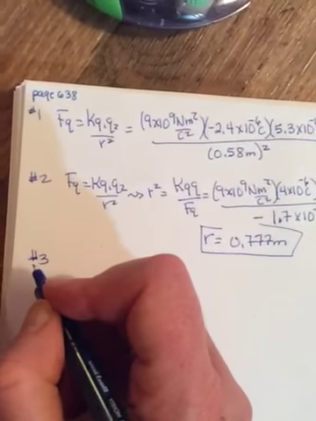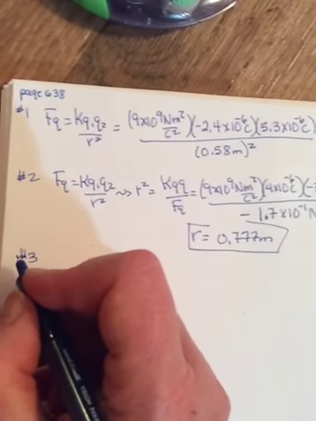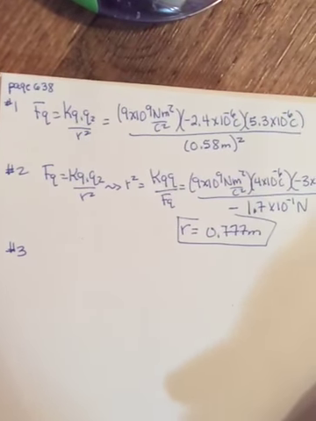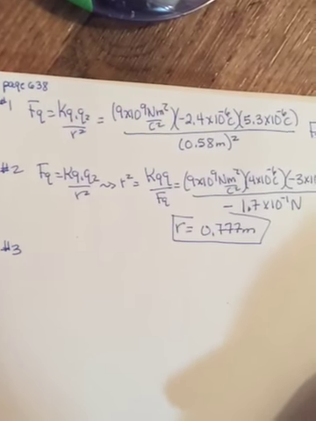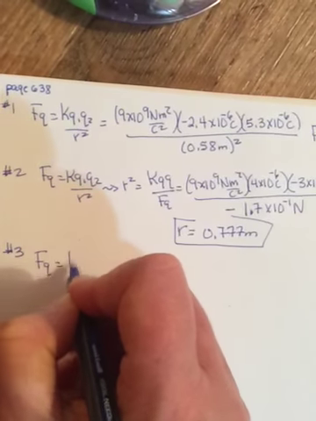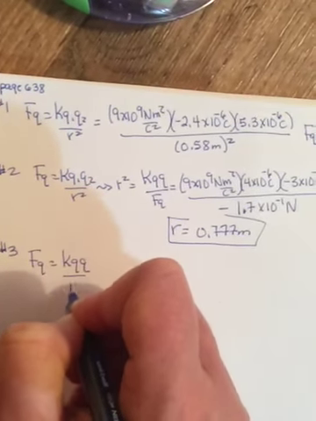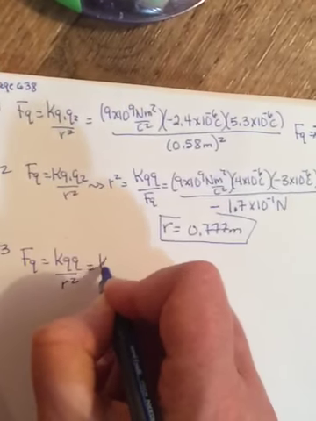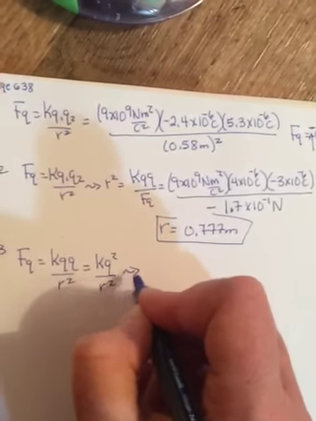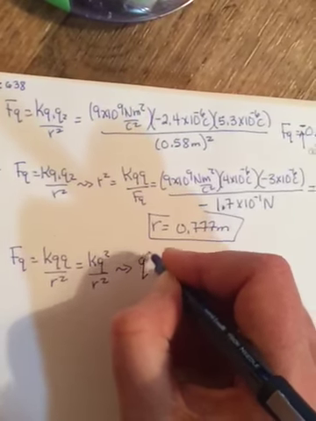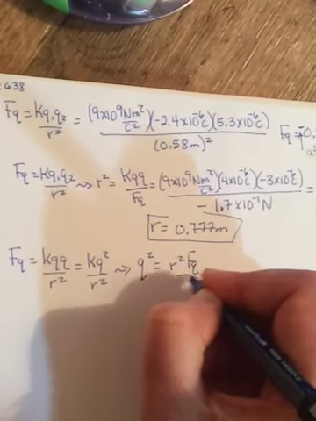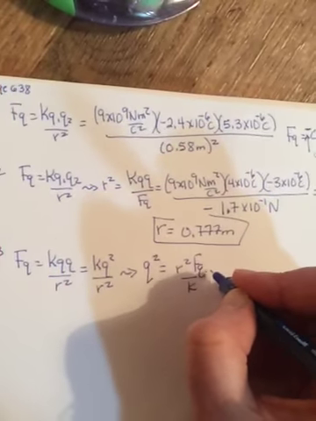Number 3. Two identically charged objects exert a force on each other of 2 times 10 to the negative 2 newtons when they are placed 34 centimeters apart. What is the magnitude of the charge on each object? So F_Q is equal to k Q Q over r squared. They're saying identically charged, so you could write this as k Q squared over r squared. And it's the Q squared that we're looking for. Well, really the Q, but it'll be r squared times F_Q over k when you rearrange.